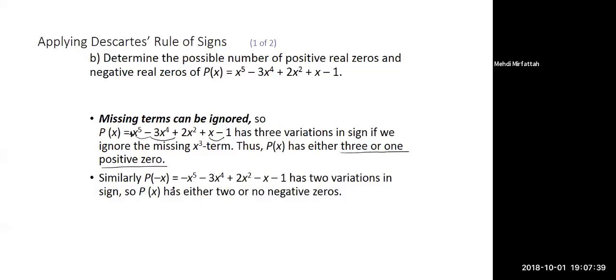positive zeros. To find the number of negative zeros, you need to find p of minus x. You substitute negative x for each x, and then we do the same thing here. The sign doesn't change here. The only time signs change is from negative to positive right here, and positive to negative right here, and doesn't change here. So it has 2 variations in sign. So p of x has either 2 or 0, because 2 minus 2 would be 0, negative zeros.